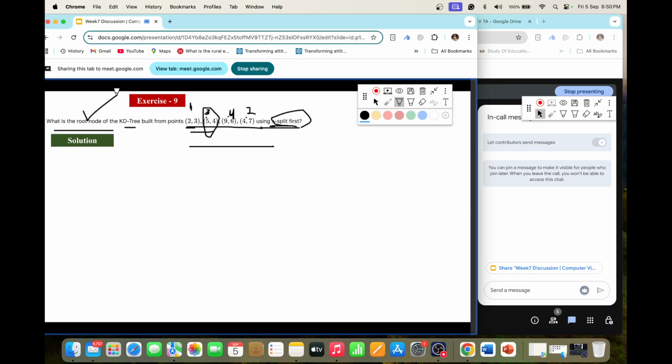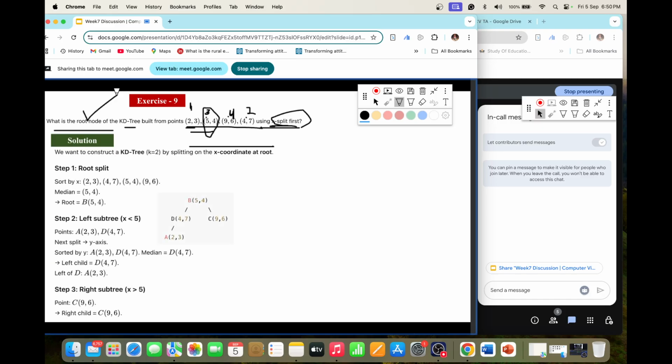But it is always good if we build the tree. Median is very easy, just find the median. So what I told you, sort by X. That is how I have sorted. This is first, second, third and fourth.